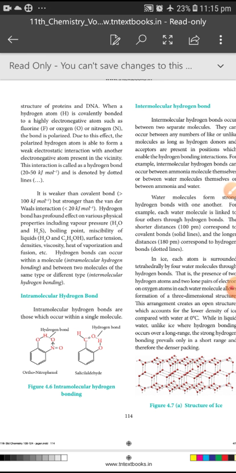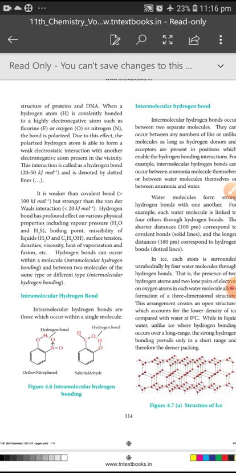Hydrogen bond is weaker than a covalent bond, which is greater than or equal to 100 kilojoules per mole, but stronger than van der Waals interaction. Hydrogen bond has a profound effect on various physical properties including vapor pressure, boiling point, miscibility, surface tension, density, viscosity, and heat of vaporization and fusion.